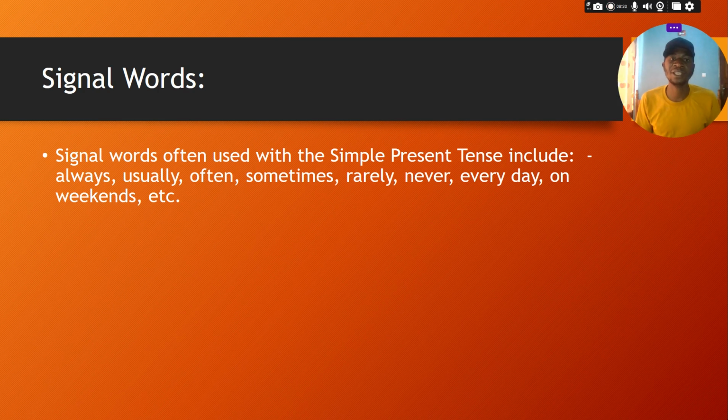So these signal words are often used with the simple present tense. In most sentences, you will come across these signal words in sentences that are written in simple present tense. Or whenever you want to express yourself in simple present tense, people usually use these words. So take note of this.